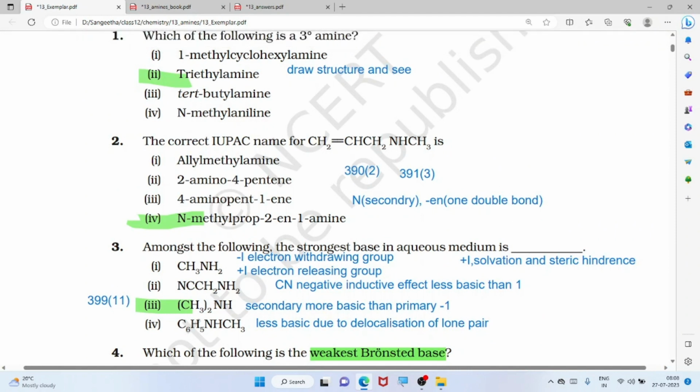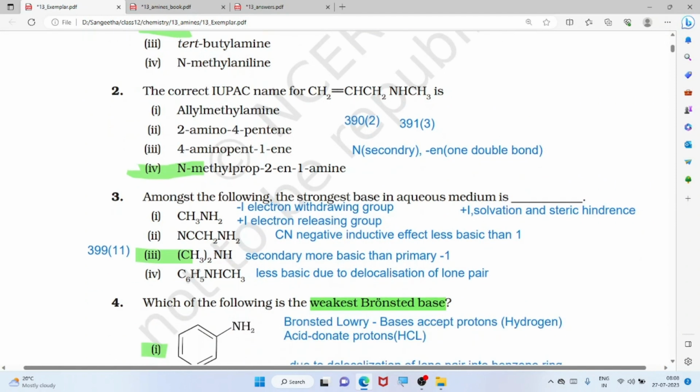The correct IUPAC name. Here you see two hydrogen atoms are used from this nitrogen, so this should be a secondary amine. A secondary amine uses the N prefix. Then there is a double bond, an alkene, so you have to use the en suffix. If you use these two rules, only this one fits. That is mentioned in this book also.